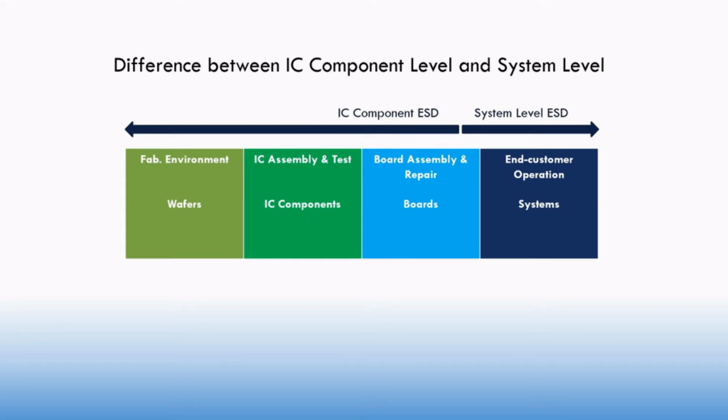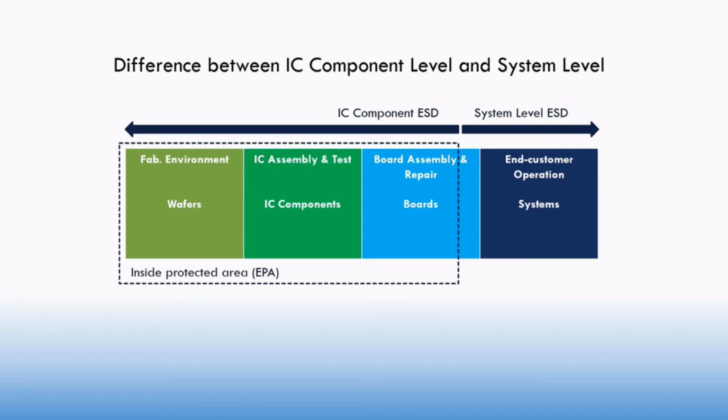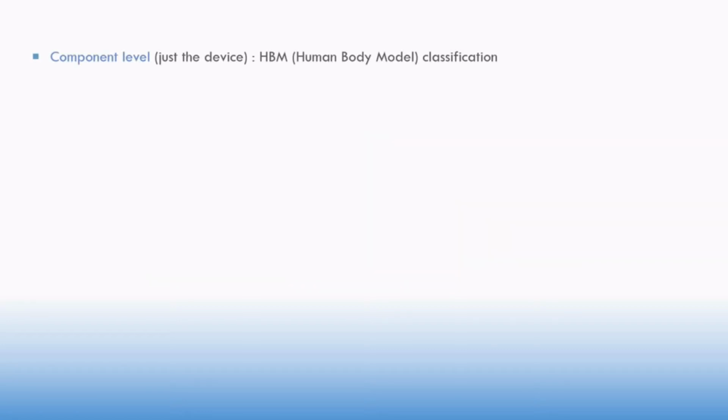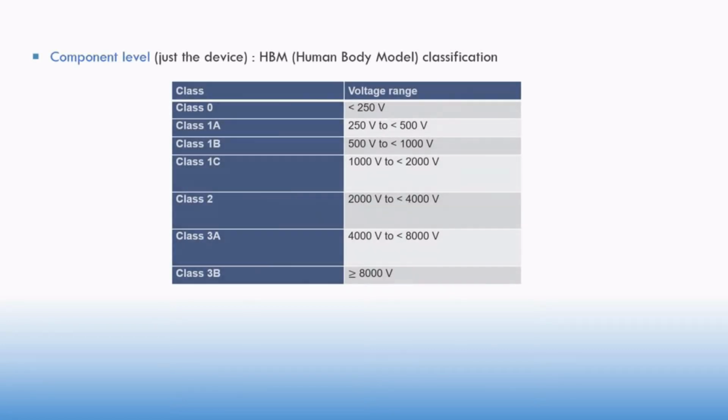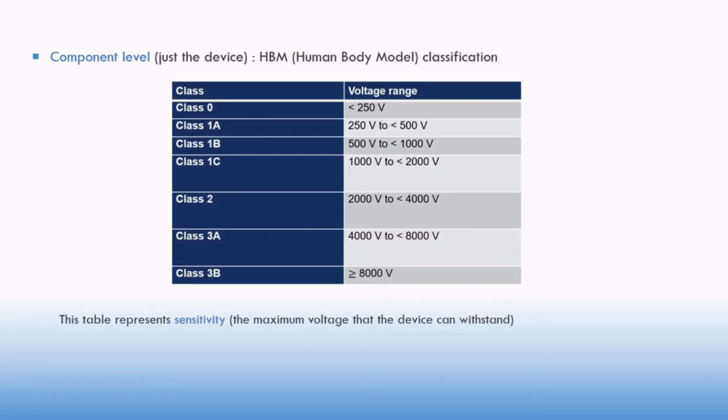If we are going to work at component level, we have to set a protected area, EPA, in order to prevent devices from electrostatic damage. For component level, we are going to use the HBM, Human Body Model classification, shown in the table, where we have sensitivity values for devices associated with a class from 0 to 3B. The standardized threshold is now at 2 kV, class 1C, but it is going to change soon to 1 kV, class 1B.